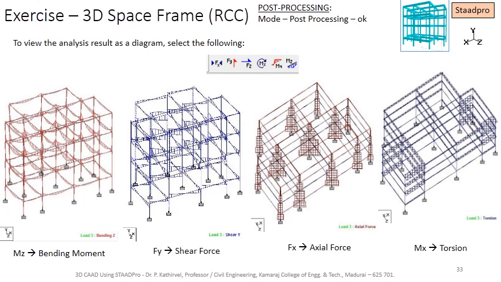FX, FY, MZ, MX: the processing, which is the second stage of CAD, is done from the buttons available in the toolbar at the top. MZ shows the bending moment diagram in the frame. FY shows the shear force diagram. FX shows the axial force diagram. MX shows the torsional moment, if any. Once you click them, you can see the diagrams as shown in the slide.